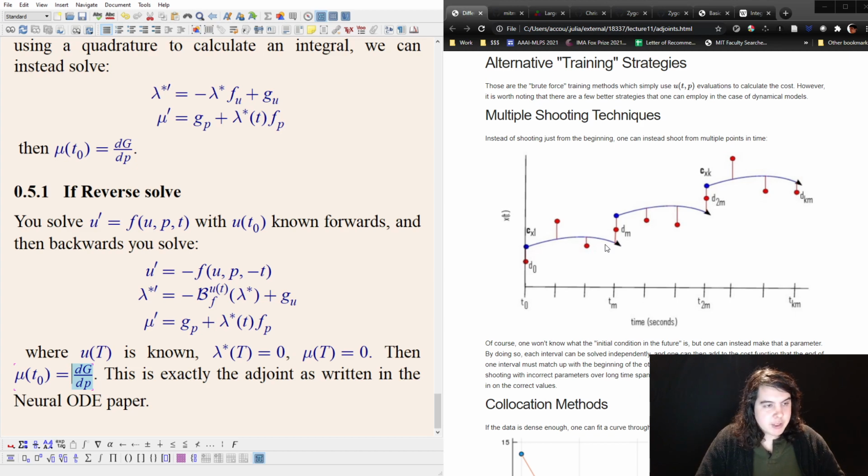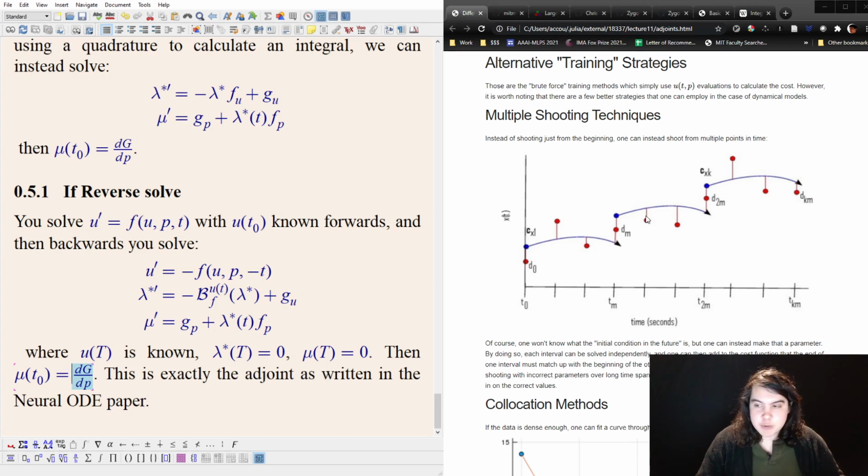Well, what you do is you say that is a parameter itself, and I want to optimize what that initial condition should be. The way that I'm going to do this is I'm going to take the loss of my full trajectory against my data points. So that's one of my loss terms.